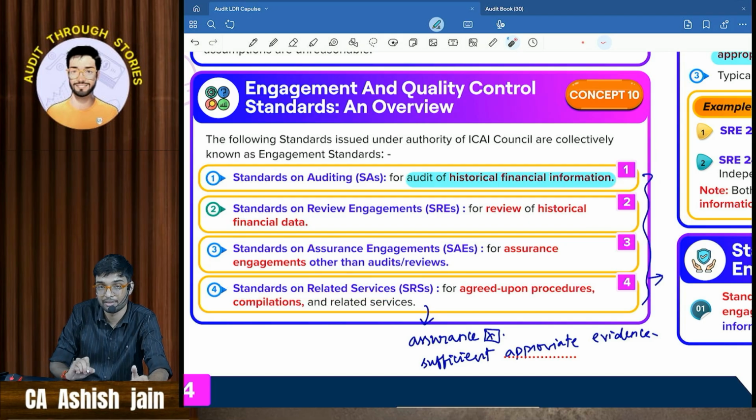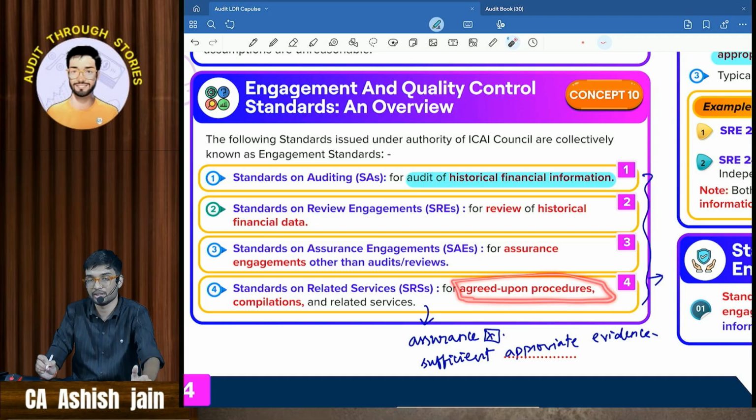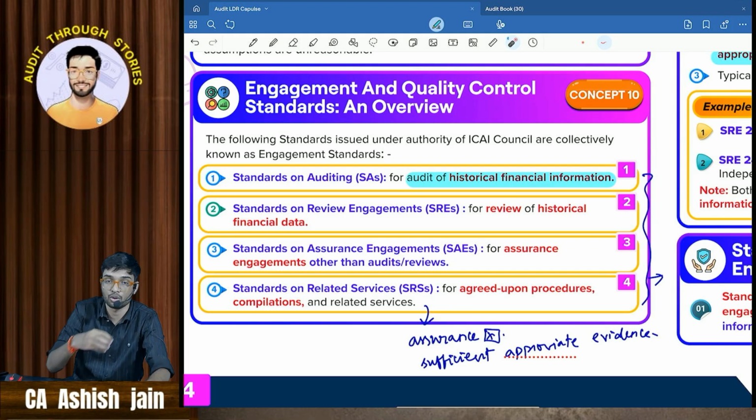Then standards on related service, where agreed upon procedures are nothing but management himself going to give some sort of procedures that have to be applied. Okay, the auditor or practitioner will just follow the instructions of management and apply that particular procedure. That's it. His job is done. I can give you an example. Management himself will give how you have to check or verify the transactions or the account balances of trade payables. How the practitioner has to verify, management himself will say it. So agreed upon procedures are nothing but procedures management gives to the practitioner.